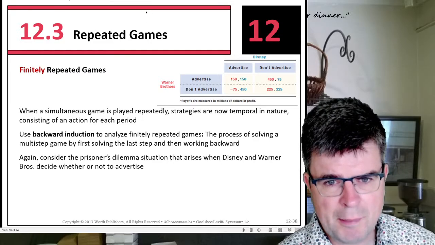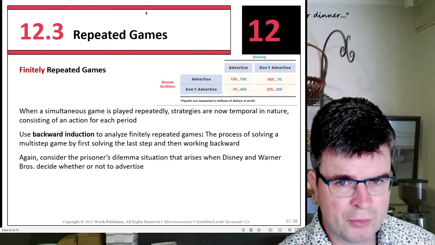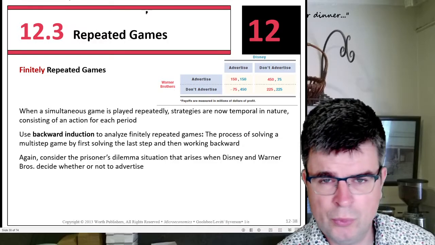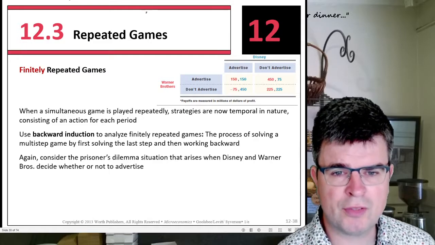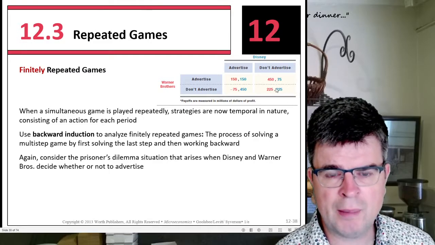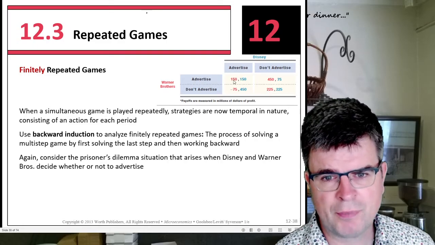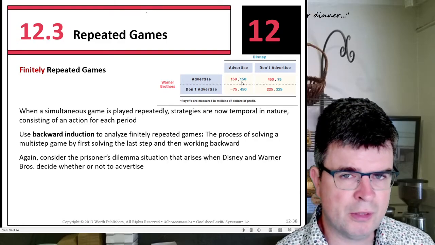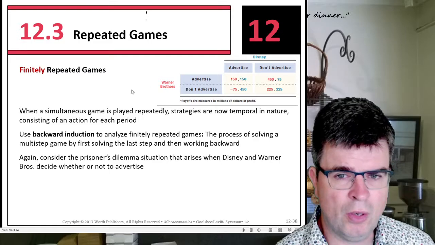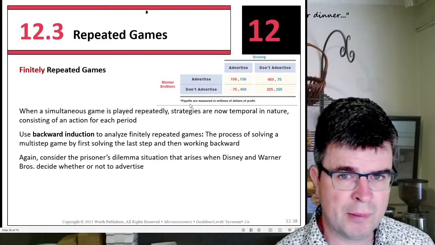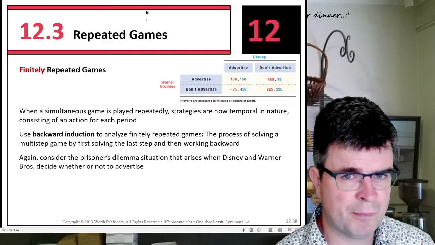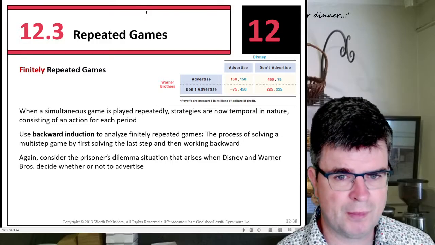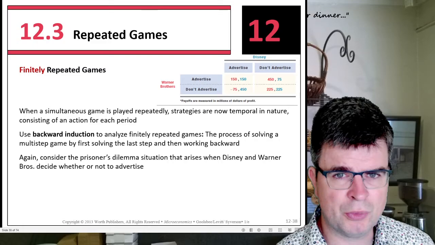So this is a prisoner's dilemma setting because both Warner Brothers and Disney are better off if they both don't advertise compared to when they both do advertise, because not advertising will give each of them a payoff of 225, and advertising gives each a payoff of 150 only. But we observe that the Nash equilibrium of the one-shot game is for both companies to advertise, because advertising is the optimal response given that the other firm advertises. But it doesn't maximize the joint profits.